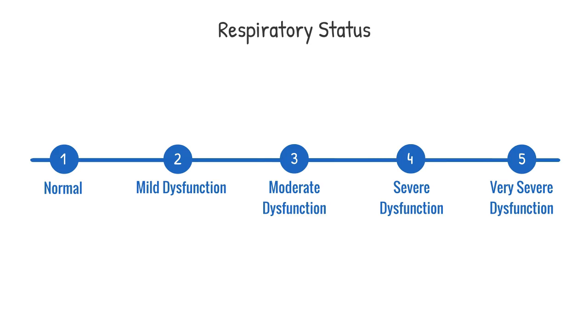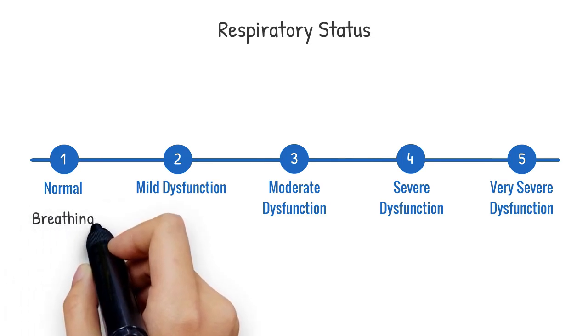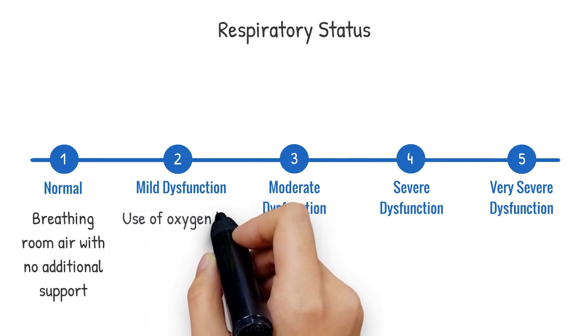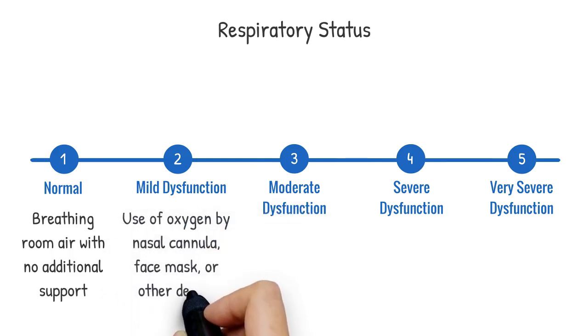The final domain is respiratory status. If there is no mention of respiratory support, assume normal. Normal means that the child is breathing room air with no extra oxygen, no artificial support or aids. Mild dysfunction in the respiratory domain is categorized by the use of oxygen, either by nasal cannula, by face masks, or by other devices.